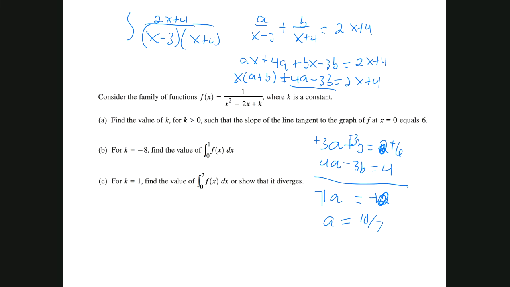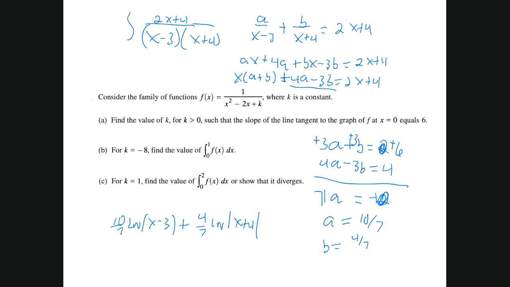All right, so you had A is 10 sevenths, and then B would equal, well, 10 sevenths plus what gives us 2, 4 sevenths. Yeah, because A plus B is 2. So then the answer is just 10 sevenths natural log of x minus 3 plus 4 sevenths natural log of x plus 4. Agreed. That's what I got. Okay, all right. How did you get a negative number, Caleb?